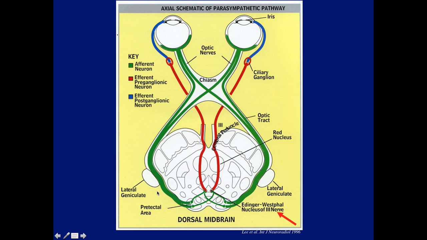We can see here the course of the parasympathetic fibers. The efferent fibers travel with the optic nerve and the optic radiations. The efferent fibers start at the Edinger-Westphal nucleus, continue with the third nerve, and in the orbit they diverge into the ciliary ganglion, where the postganglionic efferent fibers travel then.